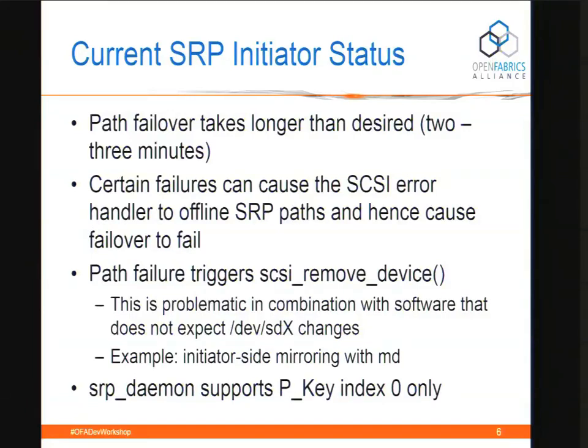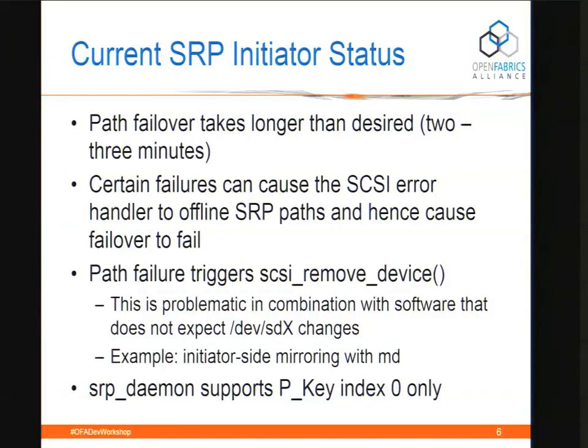Another particular behavior of the current SRP Initiator is that if a path failure occurs, the corresponding SCSI host is removed entirely. That's undesirable because it makes certain use cases impossible, for example, host-side mirroring. If two targets are connected to one single host, and the host mirrors the storage over those two targets, then that particular behavior of the SRP Initiator can break the mirror after a path has been removed and reconnected.